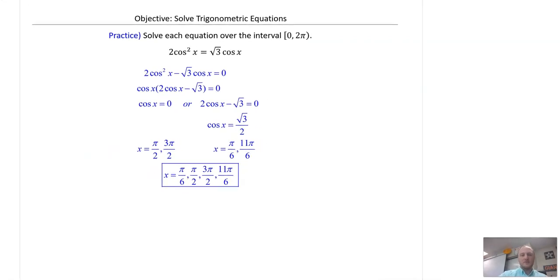And on this one, right, we get cosine of x equals 0. So that can occur at pi over 2 or 3 pi over 2. And then 2 cosine of x minus root 3, well, that gives you cosine of x equals root 3 over 2, and that occurs at pi over 6 and 11 pi over 6. So what's our answer? Well, it's going to be everything, right? It's going to be all of those answers. All right.